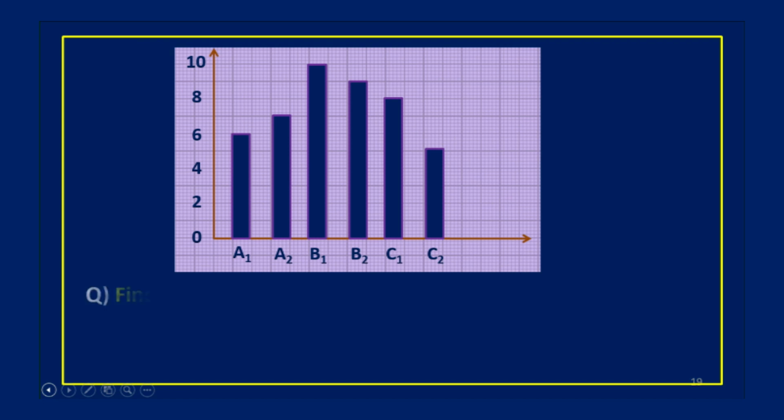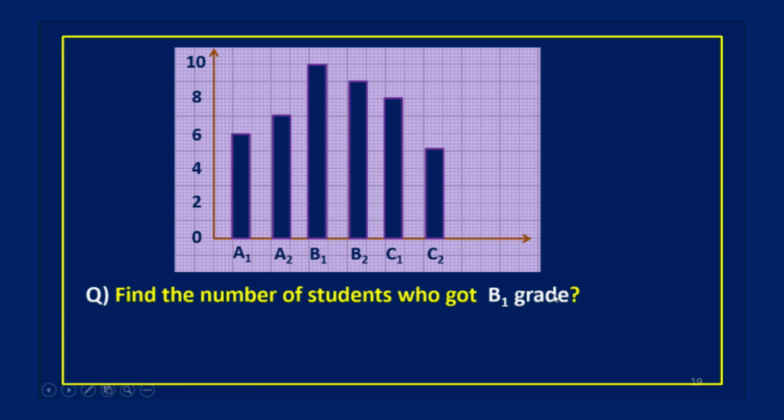Now I am using the bar graph to answer some questions here. Can you find the number of students who got B1 grade? Children, check the bar graph and tell me the number of students who got B1 grade. Yes, here it is B1 and the length is showing how much? 10 on y axis. So I can say 10 students got B1 grade.